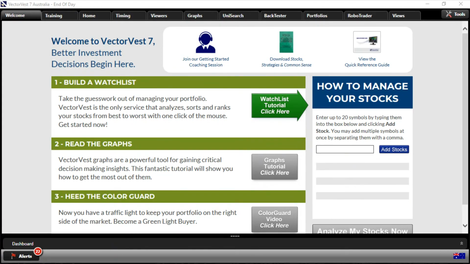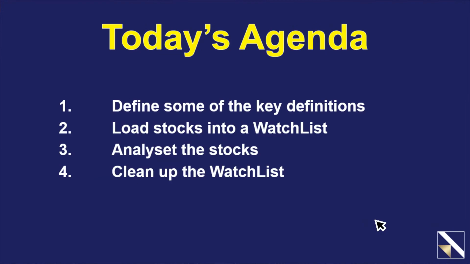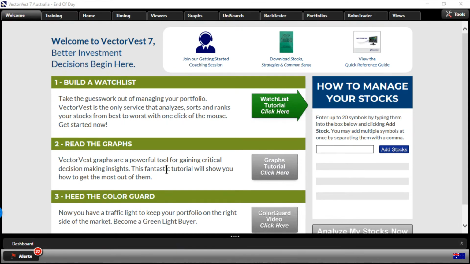Okay, without further ado, this is the action plan for today. I'll just jump back to my slide sets to show you the action plan. So our action plan is as follows, our agenda. We're going to define some of the key definitions. As I go through and analyze the stocks, I'll define the key definitions rather than bombard you with all those definitions up front. We'll do it as we analyze. And then we're going to put some stocks into watch lists. So I'll do number 1 and number 2 at the same time. We're going to analyze a set of stocks, and then we're going to clean up the watch list. Okay, so without further ado, let's get into it.